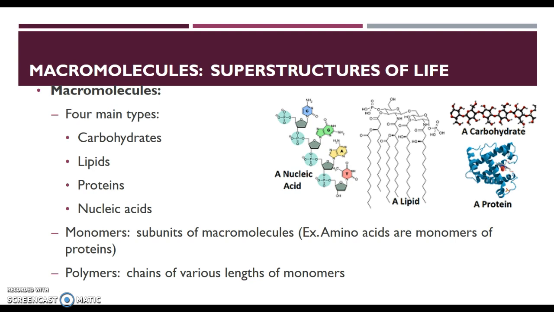A macromolecule is sometimes also referred to as a biomolecule or an organic molecule. Organic just means that it is composed of carbon. There are 4 main types of organic molecules or macromolecules, and those are carbohydrates, lipids, proteins, and nucleic acids.